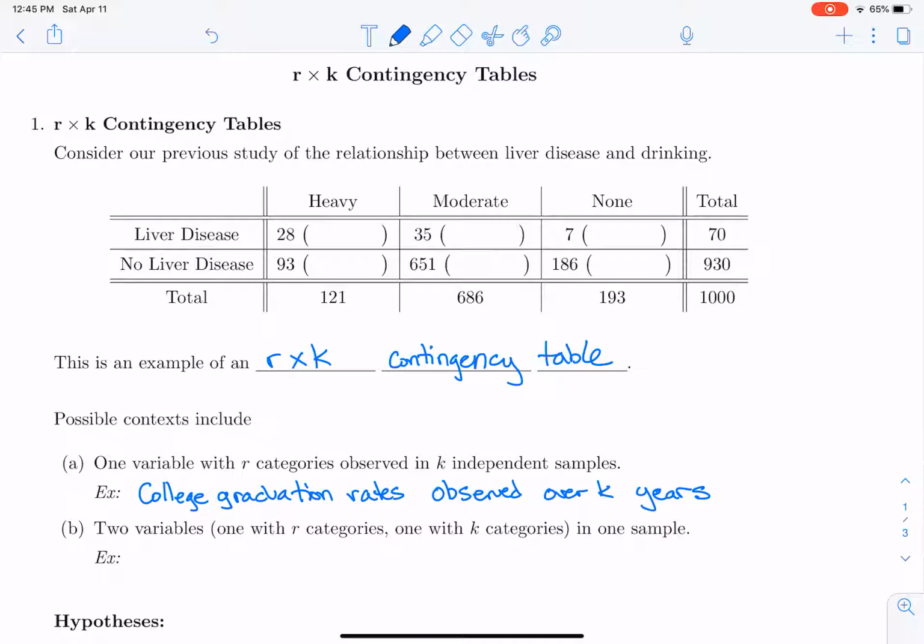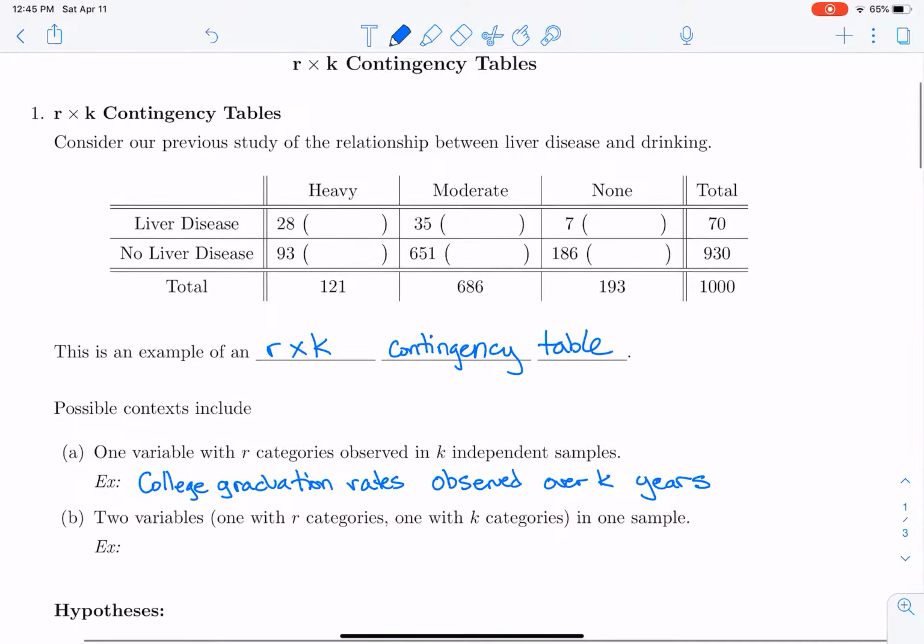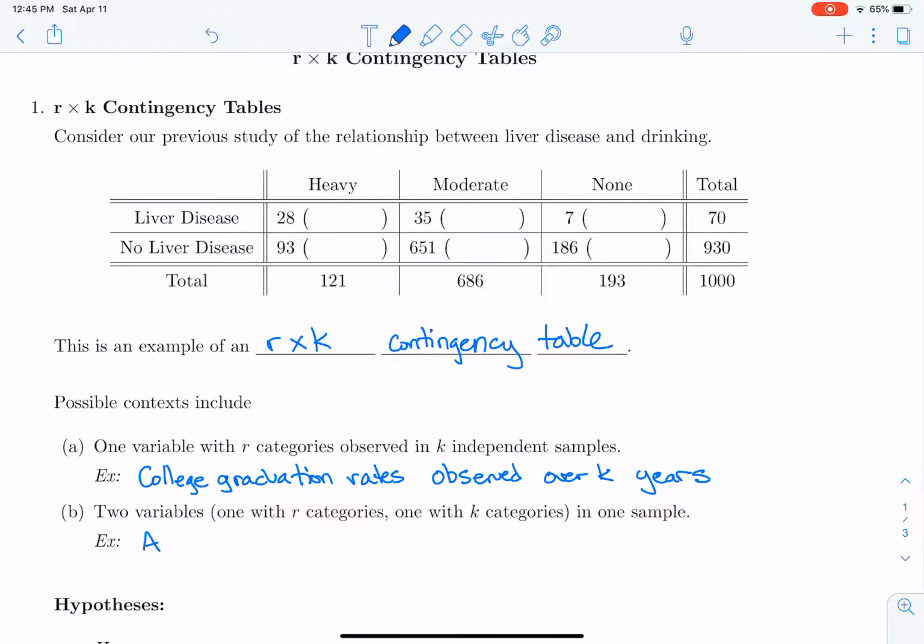You could also have two variables, one with R categories and one with K categories. So for example, you could have a group of people with and without liver disease, categorized by several drinking levels.